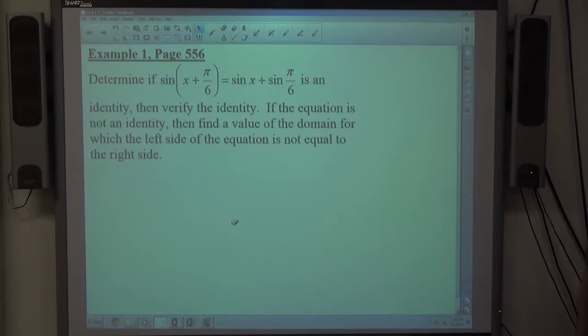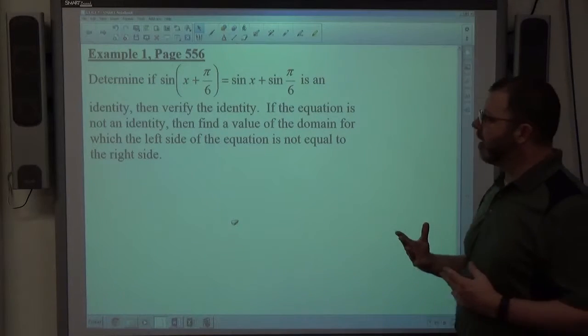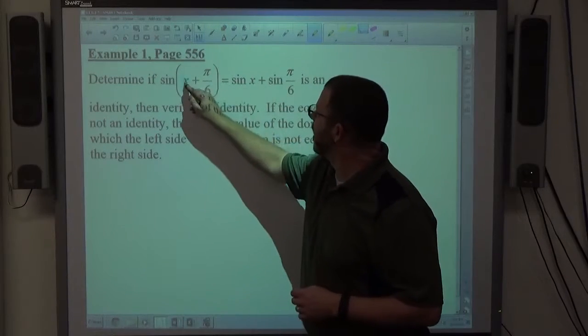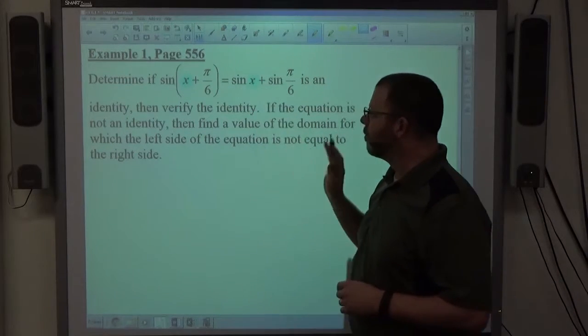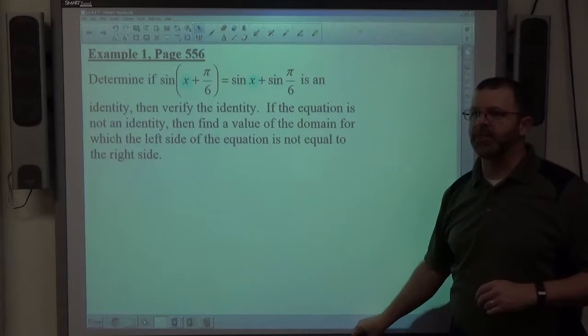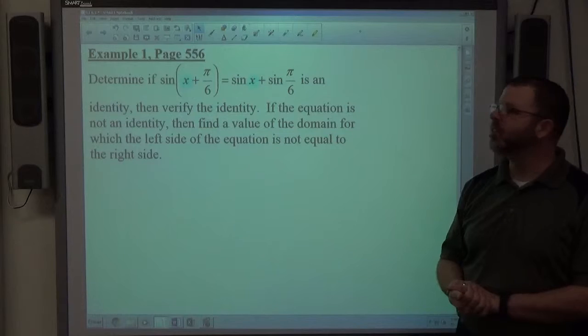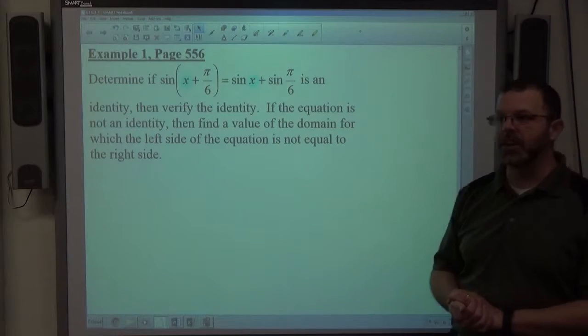Determine if sine of x plus pi over 6 equals sine of x plus sine of pi over 6 is an identity. So an identity means that regardless of the value of x, I've got a left side of my equation, I've got a right side of my equation, and the left-hand side and the right-hand side are exactly the same. That's what an identity is. It's really easy to check to see if something is an identity or not.